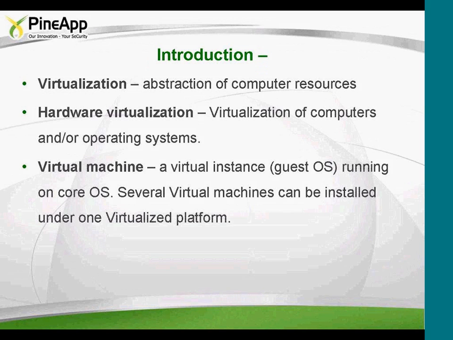A virtual machine is a virtual instance. That means a guest operating system running on a core operating system. Several virtual machines, as you can see, can be installed under one virtualized platform. That means that on one VMware platform, you can install several operational systems. You can install Mail Secure, Surf Secure, and Archive Secure on one single VMware platform.